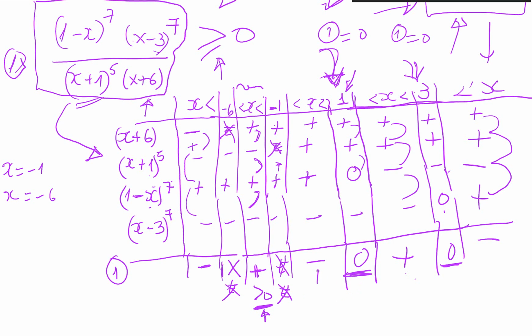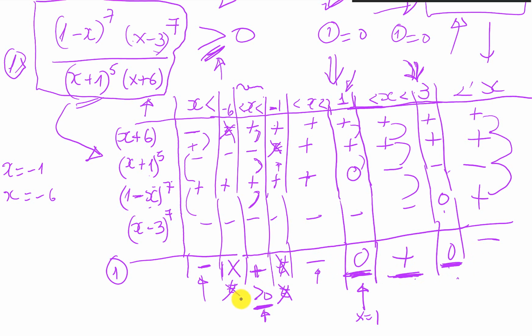This is less than 0, then it's not part of the solution. Also this part. And here 0, because it says that it can be 0, this is part of the solution. X equal 1, see? X equal 1. And here also for x equal to 3. And this is greater than 0, and then this is part of the solution also.